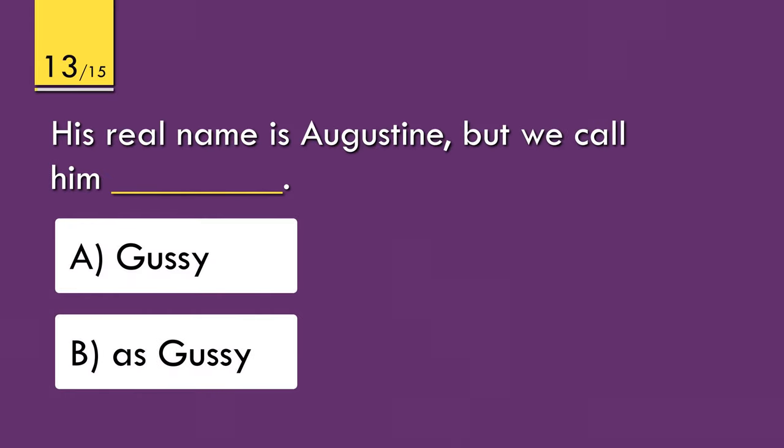13. His real name is Augustine, but we call him Gussie, not as Gussie. The correct structure is to call someone plus noun. We don't use as here.